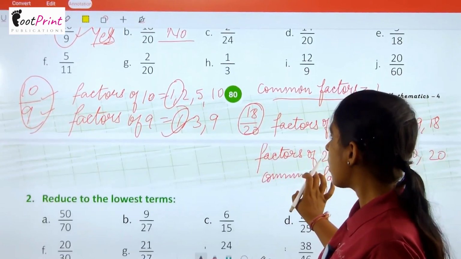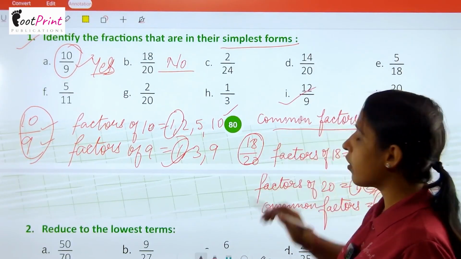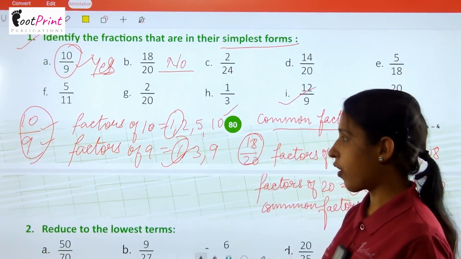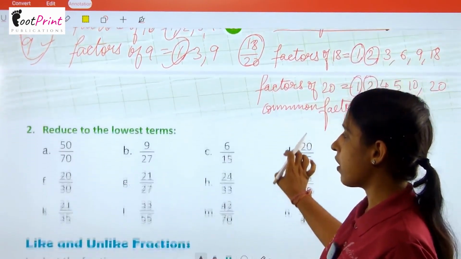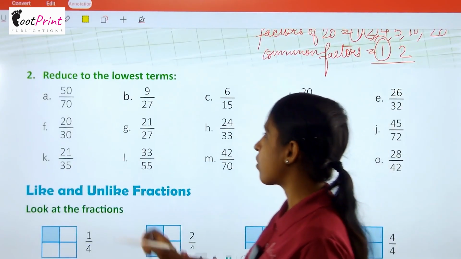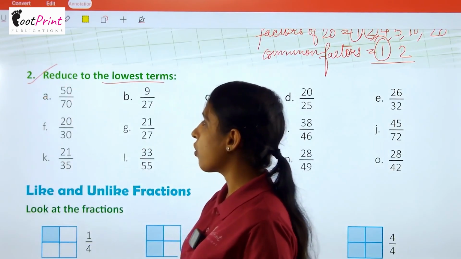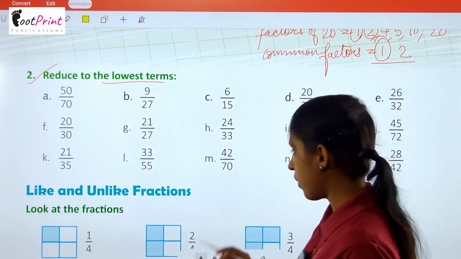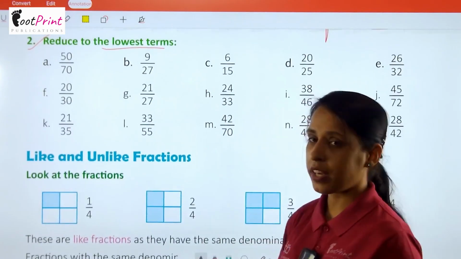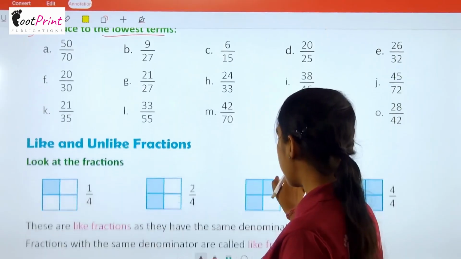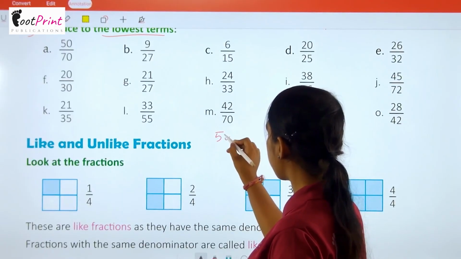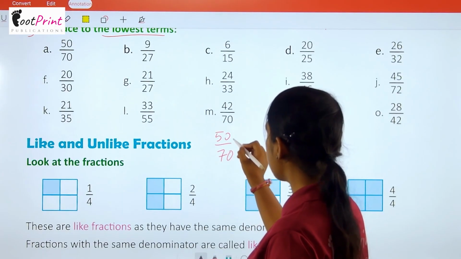Okay. Now the rest of the parts you will solve by yourself, on the basis of this understanding. Okay, now move to the next question, that is reduce to the lowest term. Now we have to reduce it to lowest terms. And how do we reduce? By dividing both numerator and denominator by the same number. So here we have 50 by 70. The first one is 50 by 70.